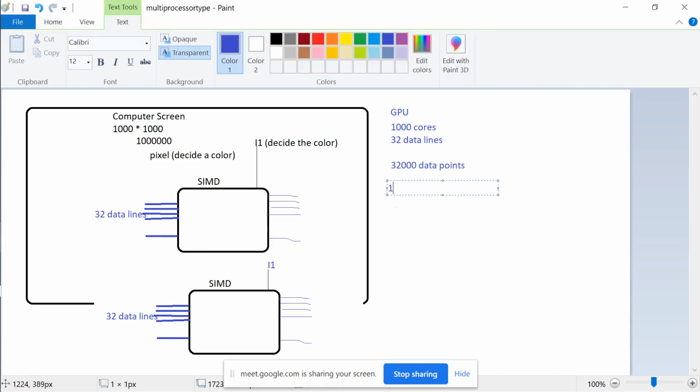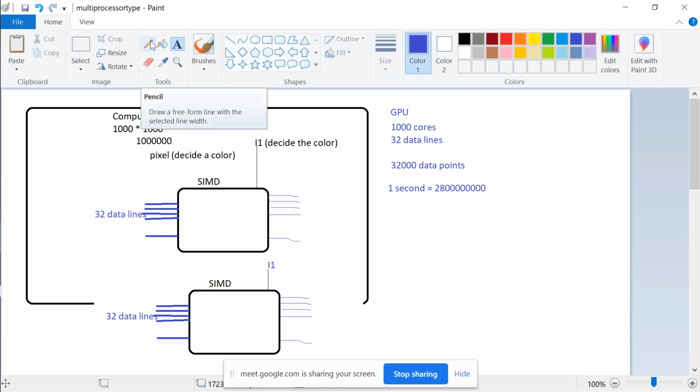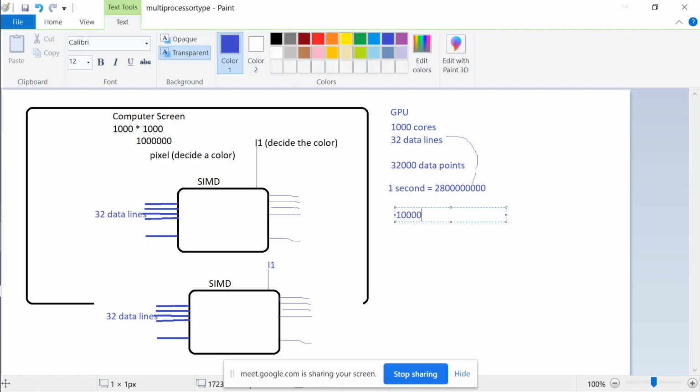And how many clock cycles do we have in 1 second? It depends on the speed of the computer. As I told you, it is 1, 2, 3, 4. You take one cycle out of this. In that one cycle, which is 1 divided by whatever this number is, in that much time you're calculating 32,000 data points. So if we have this many points, how many cycles are going to be taken?